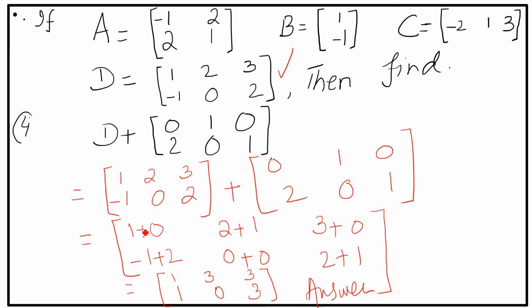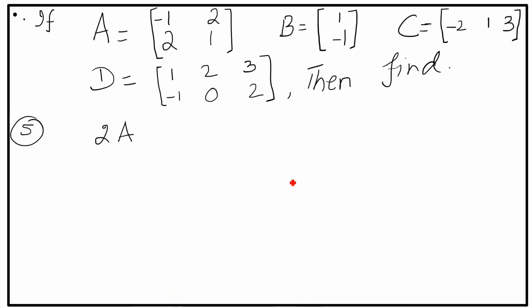Right? What I did, corresponding entries. This is the first one. First one you have to add with this 0, 2 with this. But still, if it is not clear, you can write down to the comment section or ask me a question. Same thing for this one. Second row, 1, 2, 0, 0, 2, and 1. Right? Move on to question number 5.